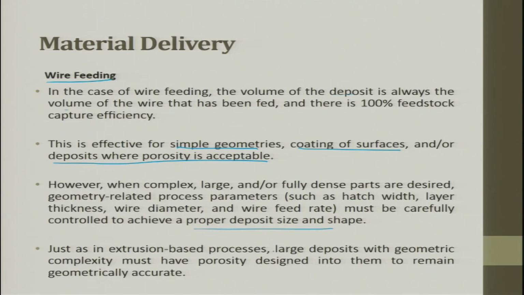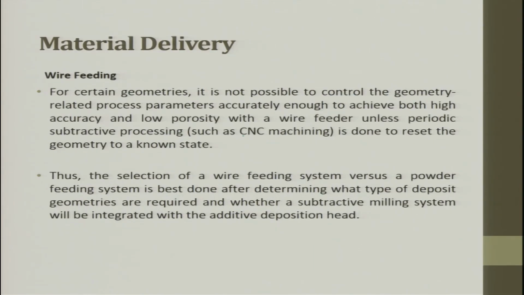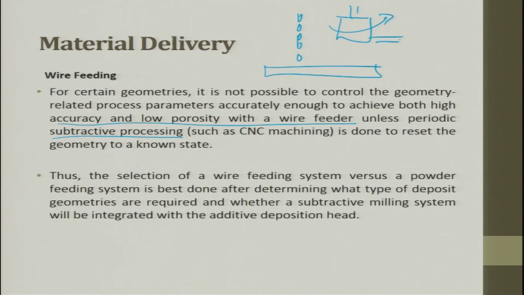Just as in extrusion based processes, large deposits with geometric complexity must have porosity designed into them to remain geometrically accurate. For certain geometries, it is not possible to control the geometry related process parameters accurately enough to achieve both high accuracy and low porosity with wire feeding, unless periodic subtractive processes are done. That means you deposit and then you have a milling cutter which rotates and cuts. So, you have deposited on top of a surface, and this is a milling cutter.